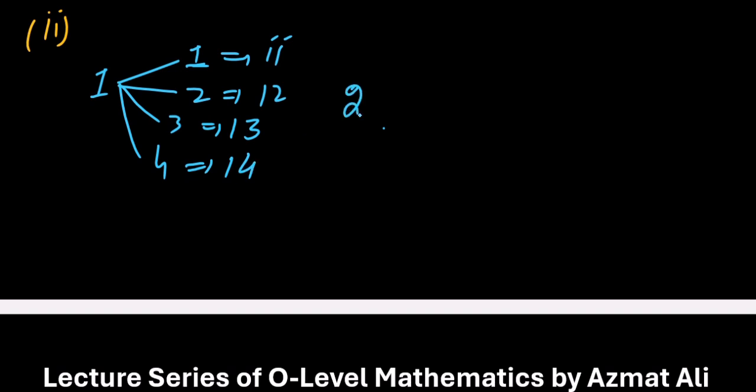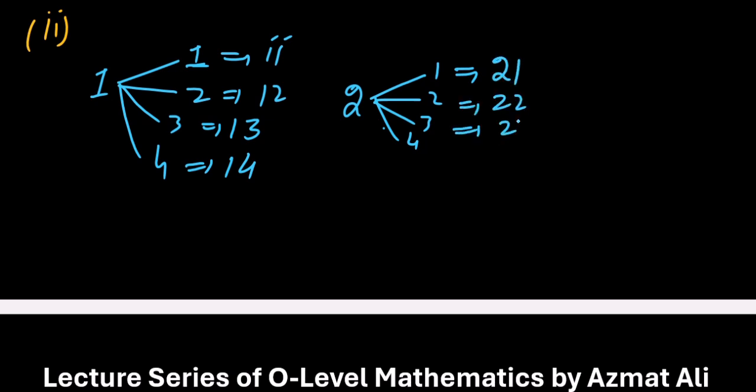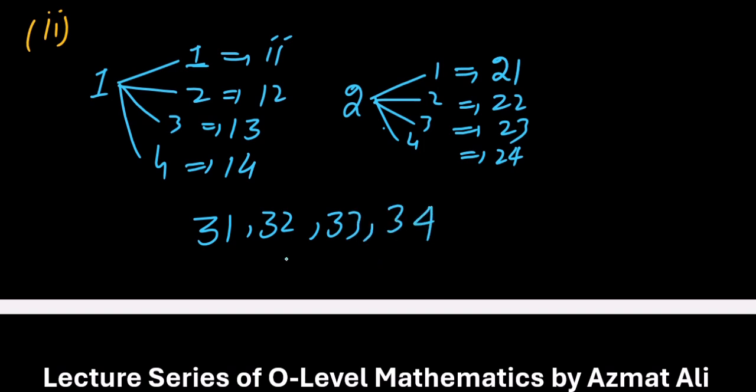If your starting digit is 2, then at the second place you can write 1, 2, 3, 4. All of the digits you can use. So the numbers are 21, 22, 23, 24. Similarly, you can make all of the numbers in other cases, like when you start a number with 3, your numbers are 31, 32, 33, 34. If your starting digit is 4, the numbers are 41, 42, 43, 44. So the total numbers in this case are 16.